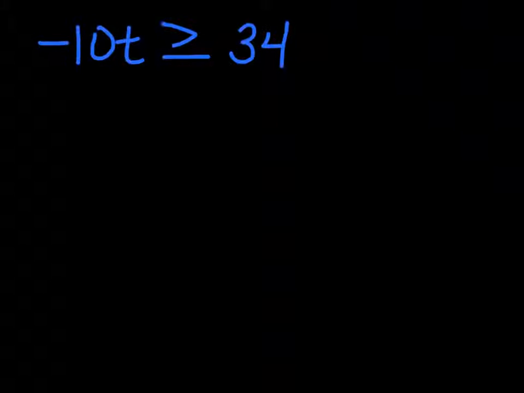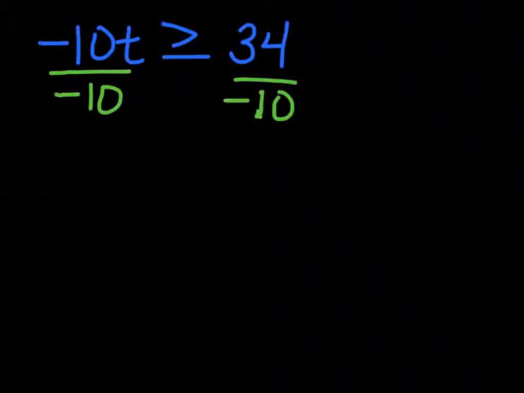Let's use what we've just learned about the division property to solve this inequality. Negative 10t is greater than or equal to 34. So we begin by dividing each side by negative 10. As we simplify, we'll also need to change the direction of our inequality symbol because we're dividing by a negative number. This will give us t is less than or equal to negative 3.4.